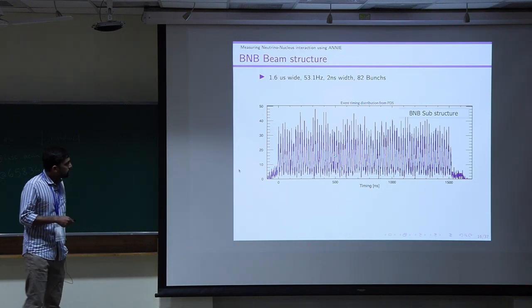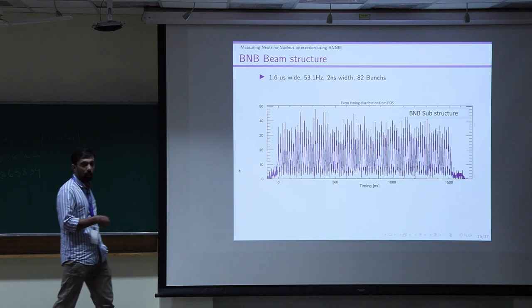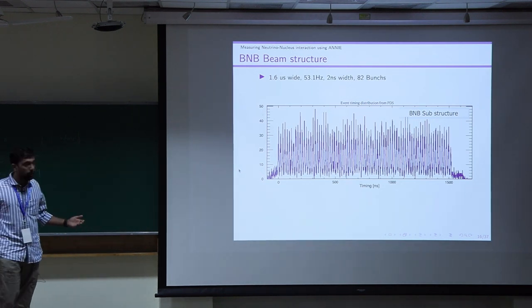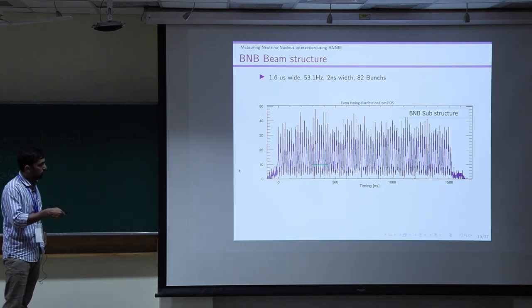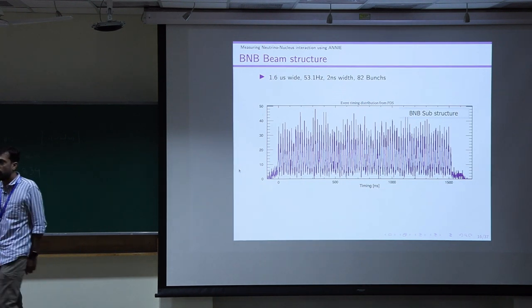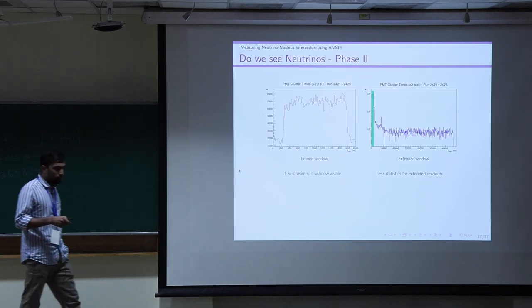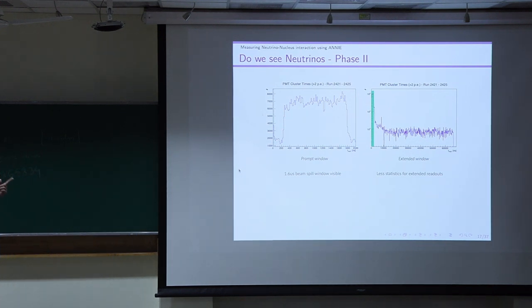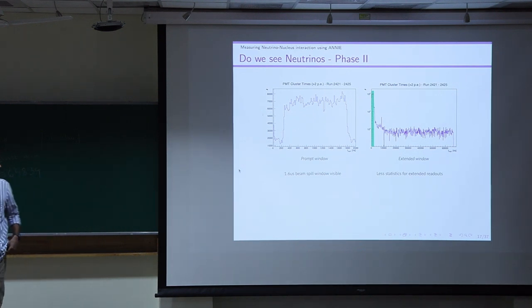Now this is the structure of the BNB beam, which was measured by another experiment with the help of the accelerator division. The beam is 1.6 microseconds wide, and these are the properties of the bunches: 2 nanoseconds wide, and there will be 18 bunches in this 1.6 microseconds. So first, the neutrino beam is coming, and we need to make sure that in our detector we are seeing the signal, the neutrino signal.